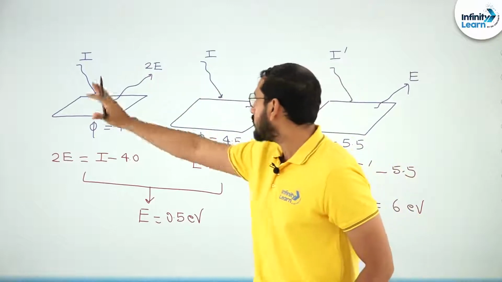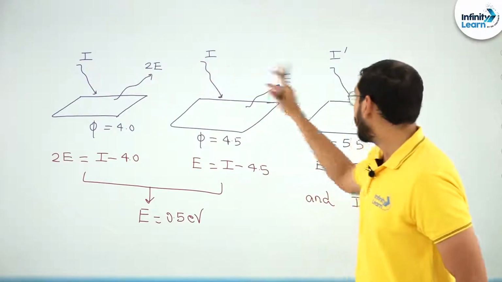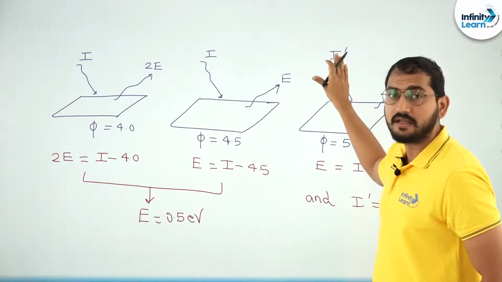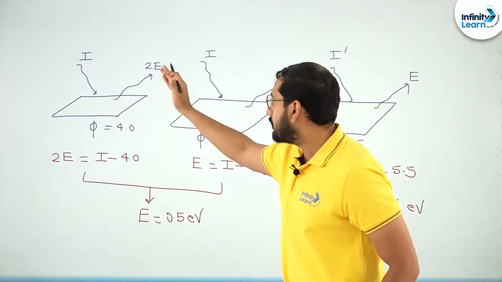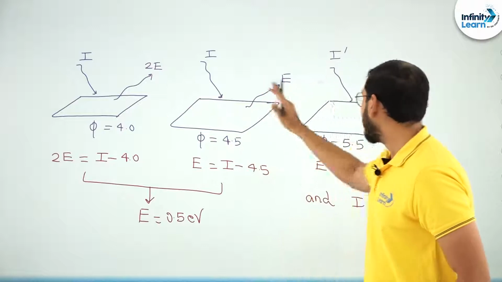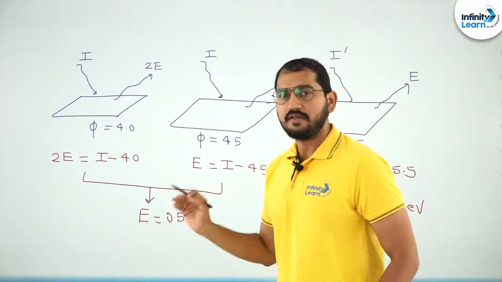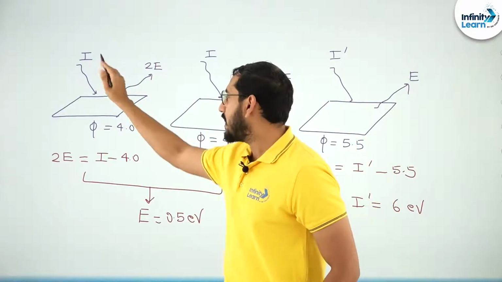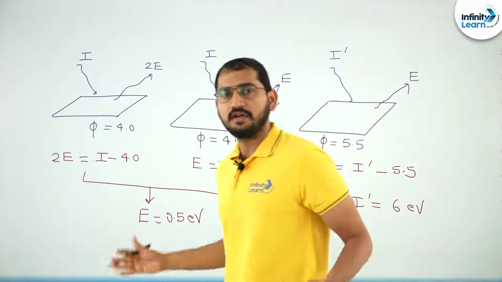For the first two plates, the incident energy I is the same, but for the last plate, the incident energy is different, so I am representing it with I dash. For the first plate, the kinetic energy is 2E, and for the second and the third plate, the kinetic energy is the same, capital E. A very basic equation we have written here is that Kmax is equal to the incident energy minus the work function. The same equation I have written 3 times for 3 different plates.